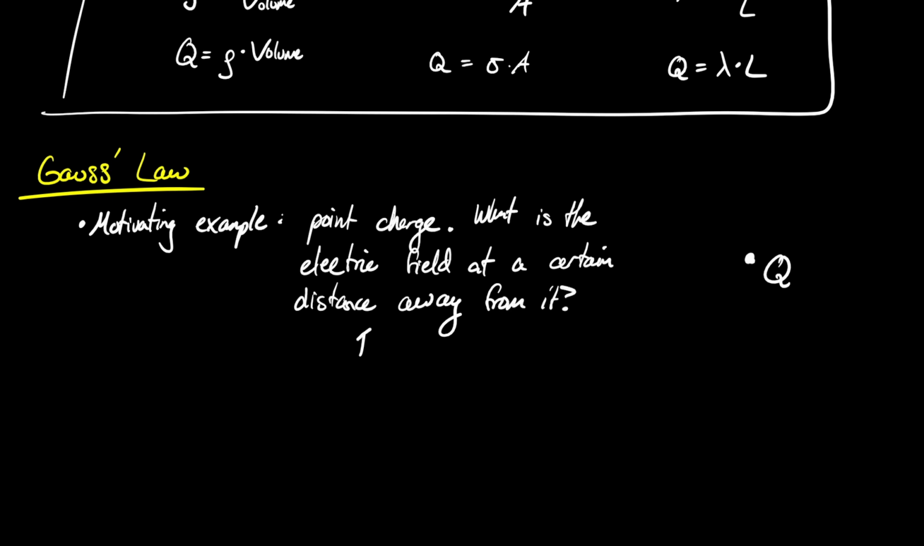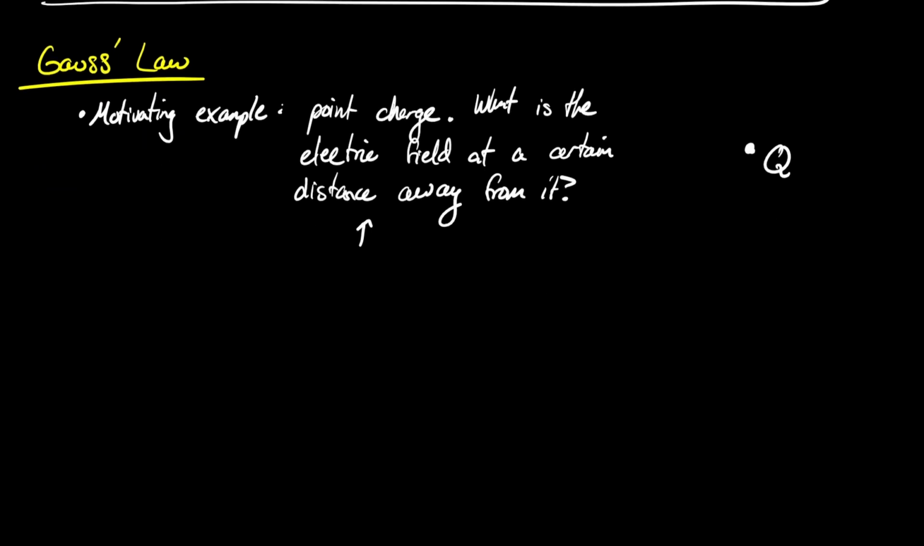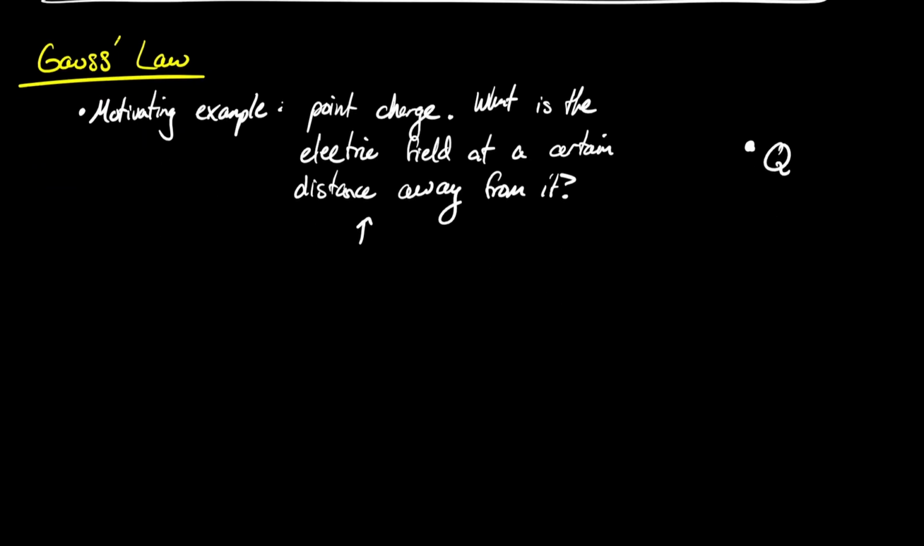Okay. Now, we already know the answer to this from Coulomb's law because it's a very, very simple ideal case of a perfect point charge. So the answer from Coulomb's law is that the electric field is K times the Q of the charge creating it, over R squared. And it's in the direction radially outwards.